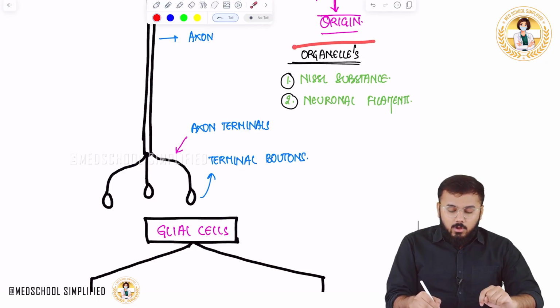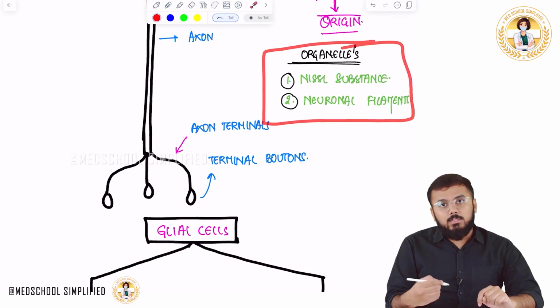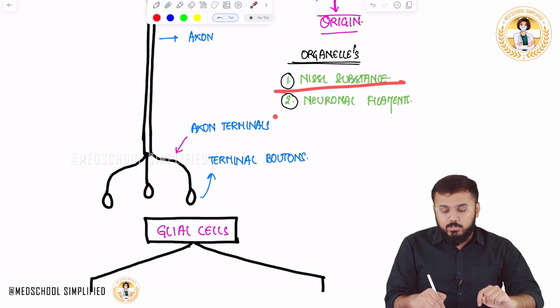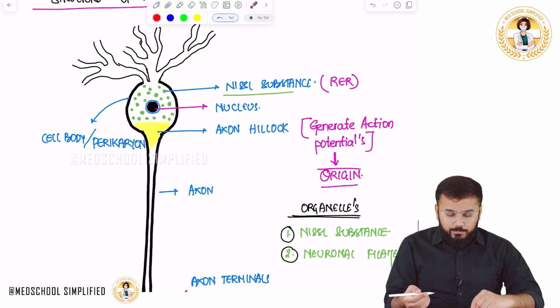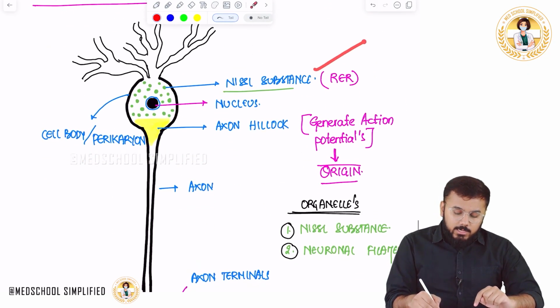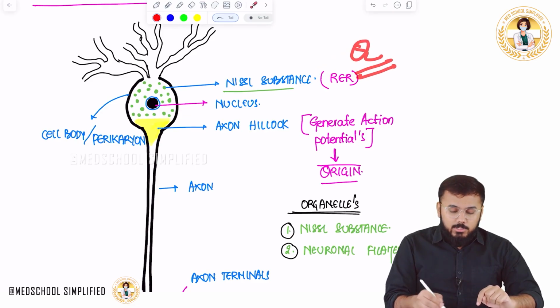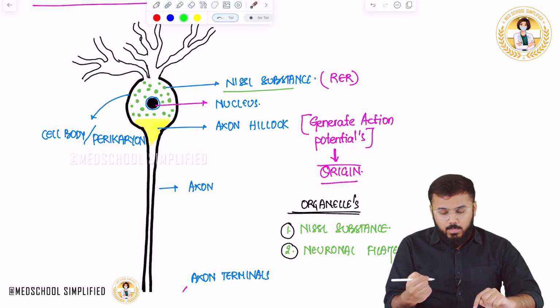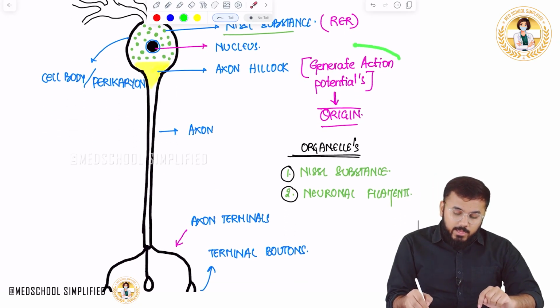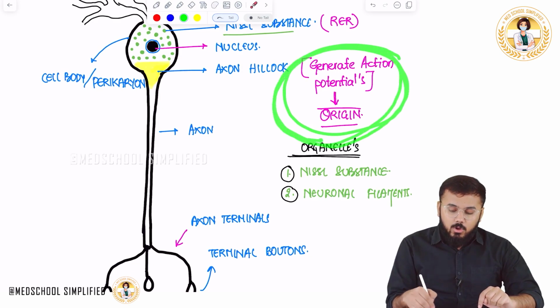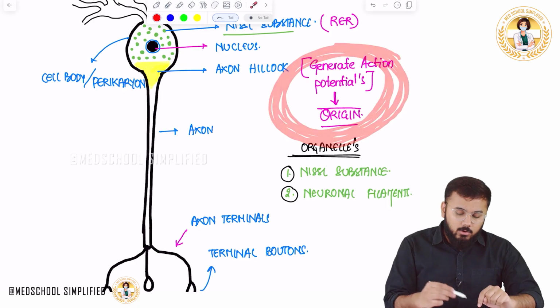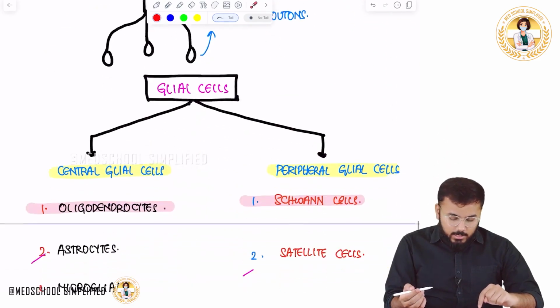And remember one thing, the organelles present within the neuron are called Nissl substance and neurofilaments. What is Nissl substance? This is a very important question. Nissl substance is nothing but your rough endoplasmic reticulum. Next, where do the action potentials originate? This is very, very important. The action potentials originate in a part called the axon hillock.